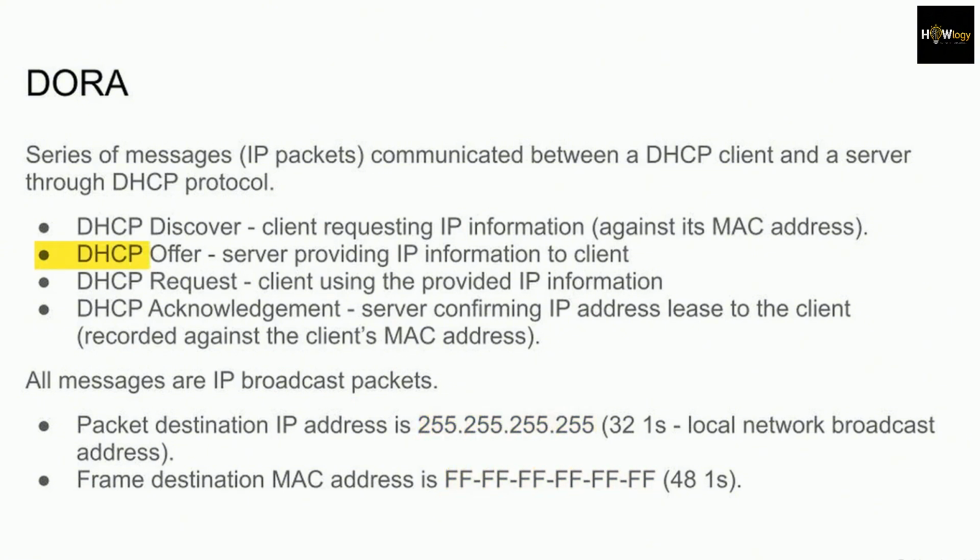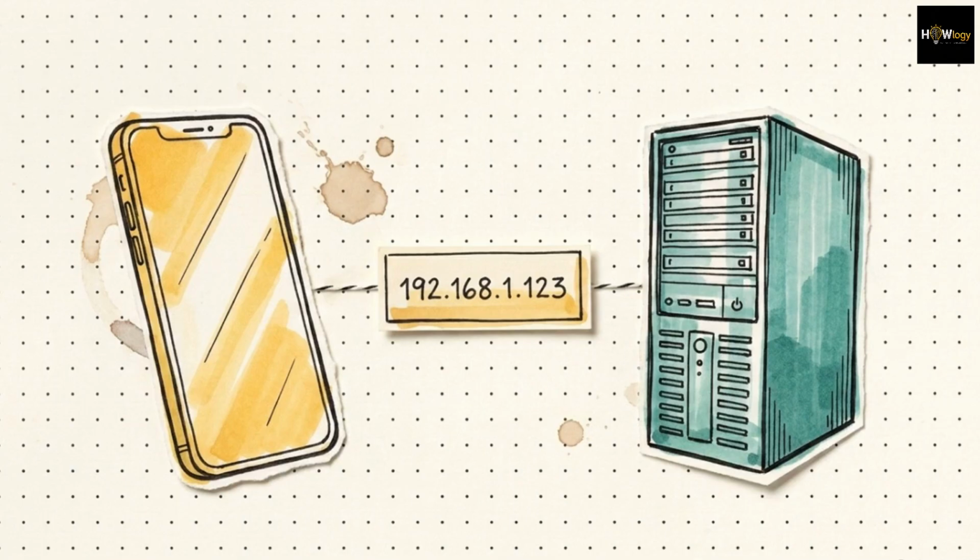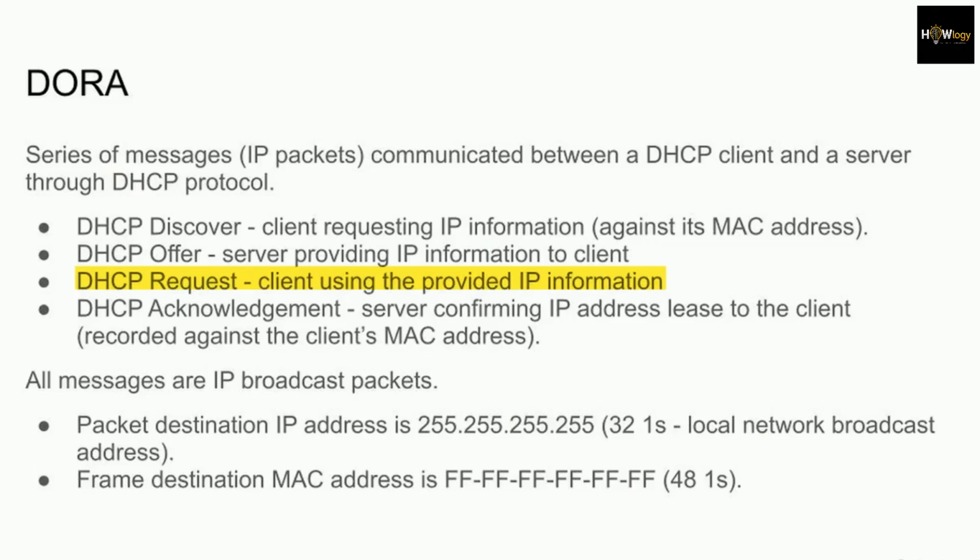Step 2. Offer. The DHCP server replies, proposing an IP address. At this split-second mark, the machines establish mutual recognition. The IP address has been offered, but it hasn't actually been assigned to your device yet. Step 3 is request. Your phone replies to the server, officially claiming the proposed IP address. Finally, step 4 is acknowledgement. The server confirms the transaction, strictly recording the leased IP address against your phone's specific MAC address in its database.